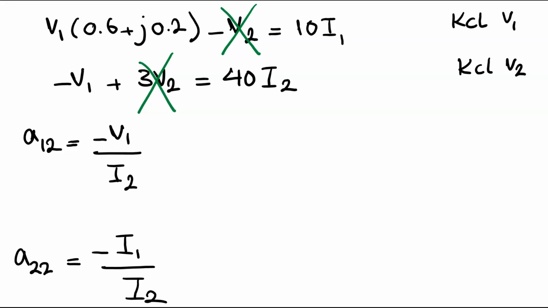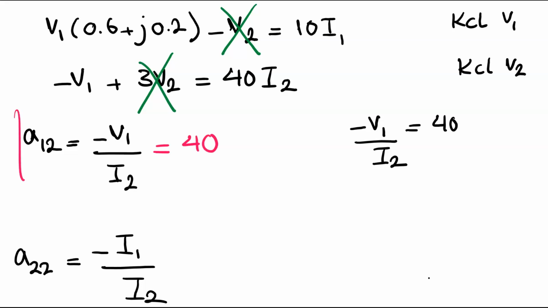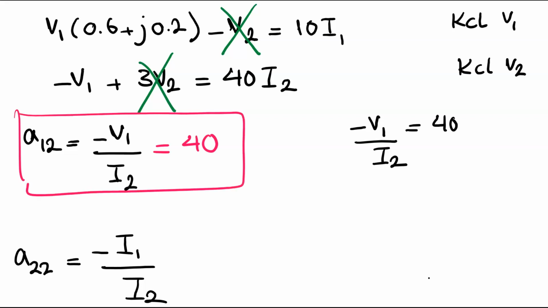Okay, so for A12, I can use the second KCL equation because here I have minus V1 equal to 40 I2. So by dividing both sides by I2, then I have minus V1 over I2 as 40. So it means that A12 is equal to 40.